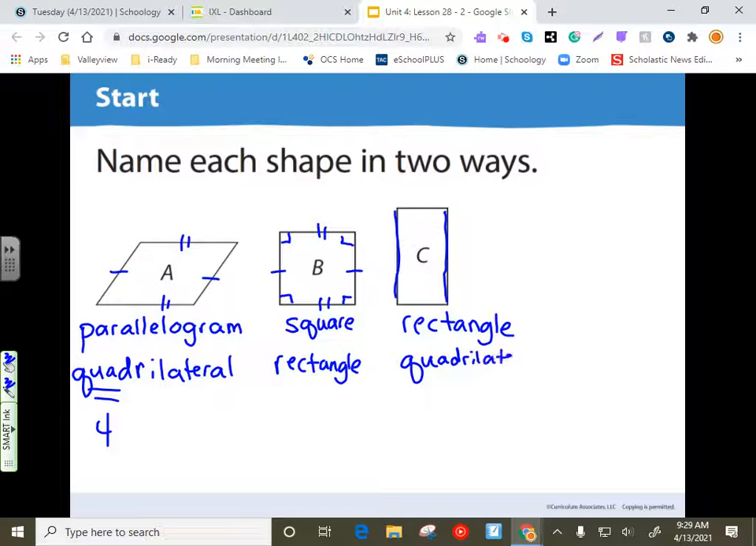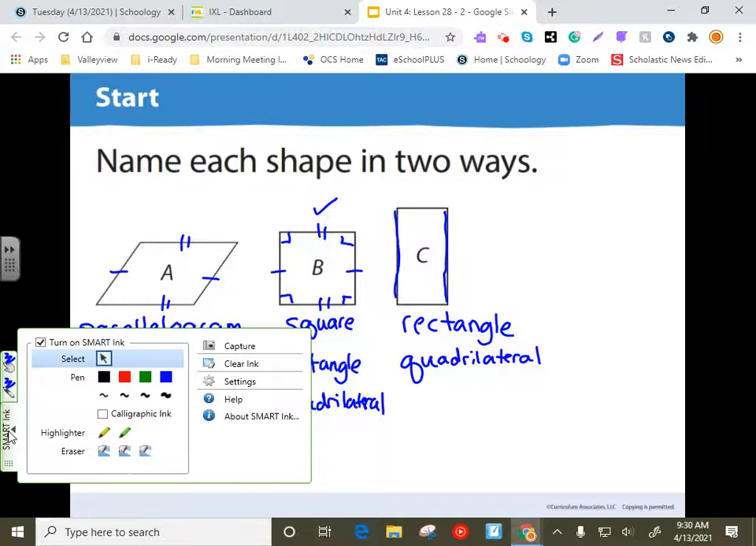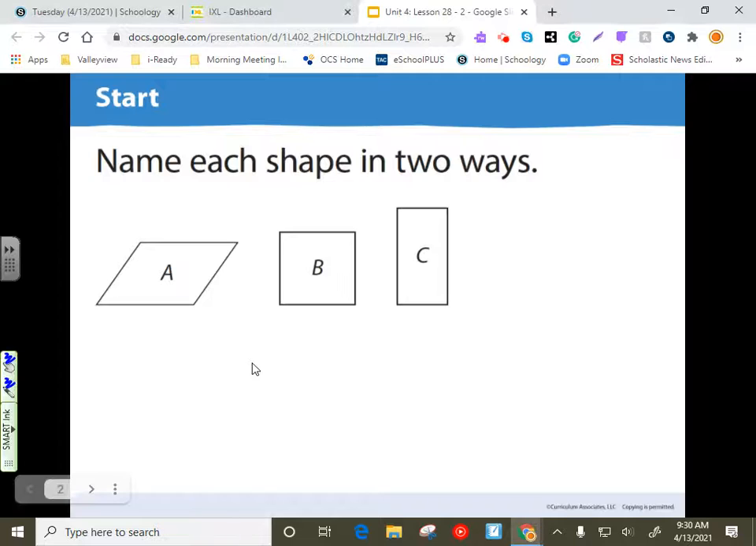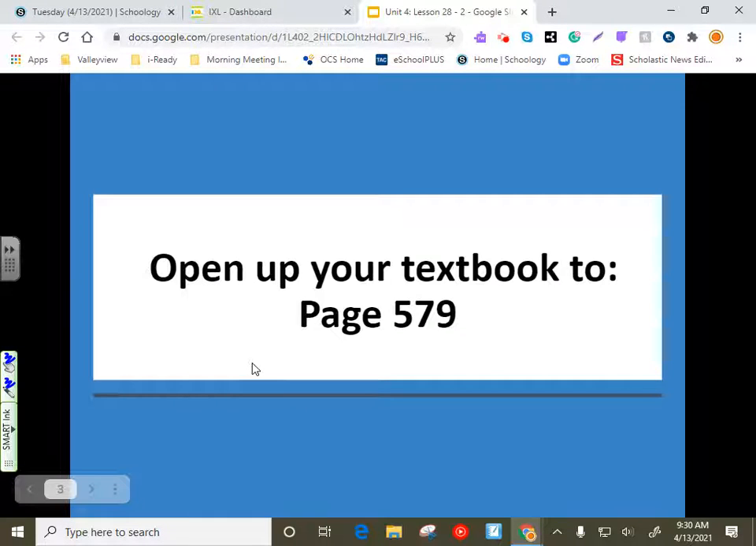So what we can say is technically B can also be any one of these three. But it only asks us for two, so that's why we went with that. It's just a refresher on what a parallelogram is, what a quadrilateral is, the difference between squares and rectangles, and also how a square can be a rectangle. This lesson will start on page 579.